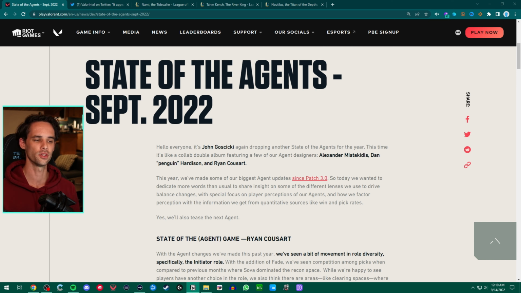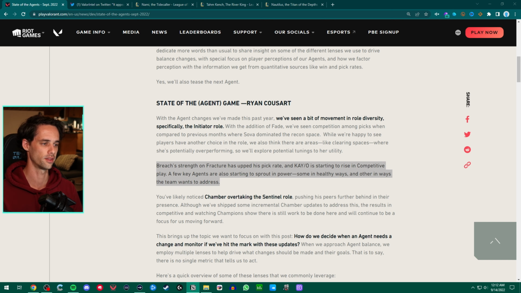It's not a signature ability, so I don't think they would take a Prowler away and then give it a cooldown. In that case, they might keep one Prowler and just extend the duration or something like that. So here they acknowledge Breach's strength on Fracture, and KO is getting more play in Ranked as well.